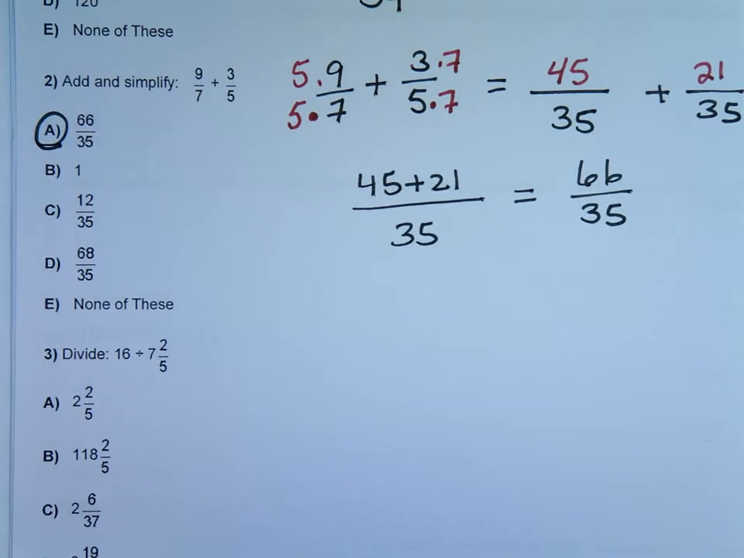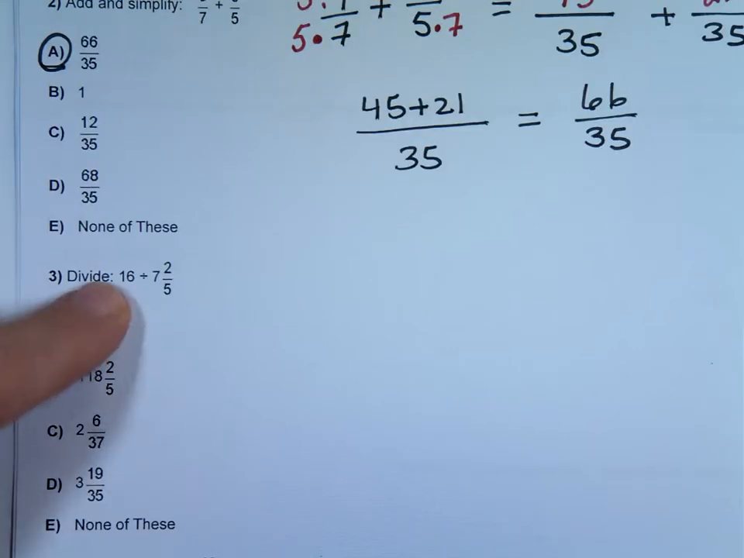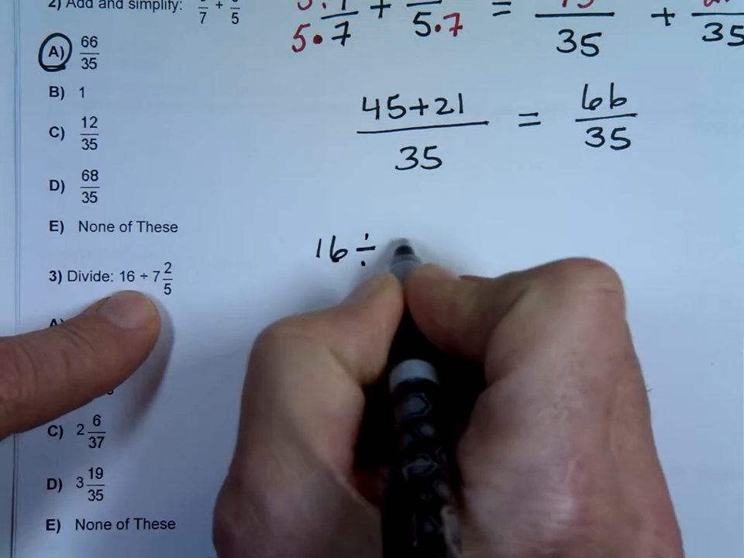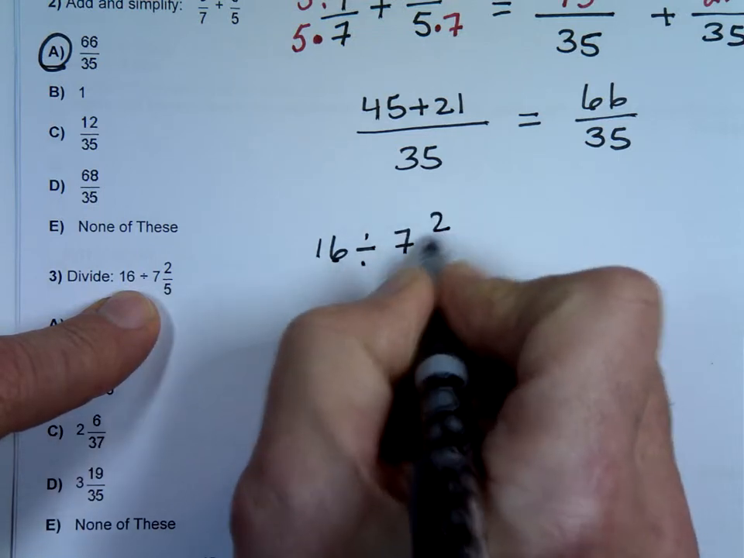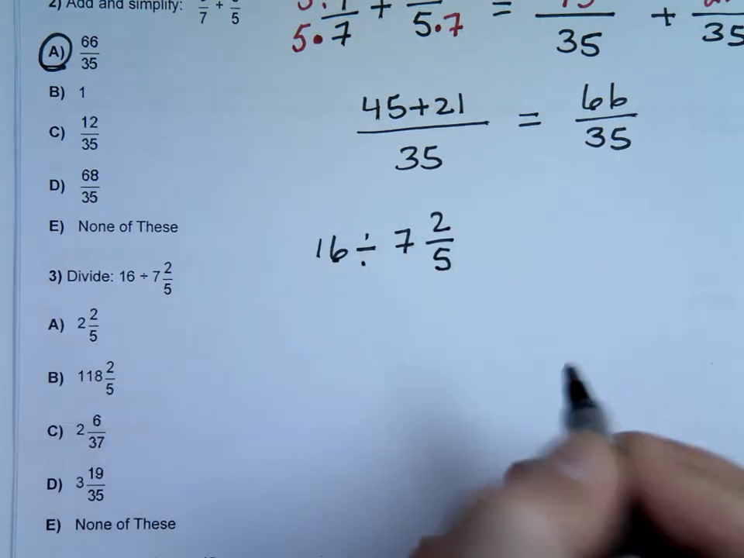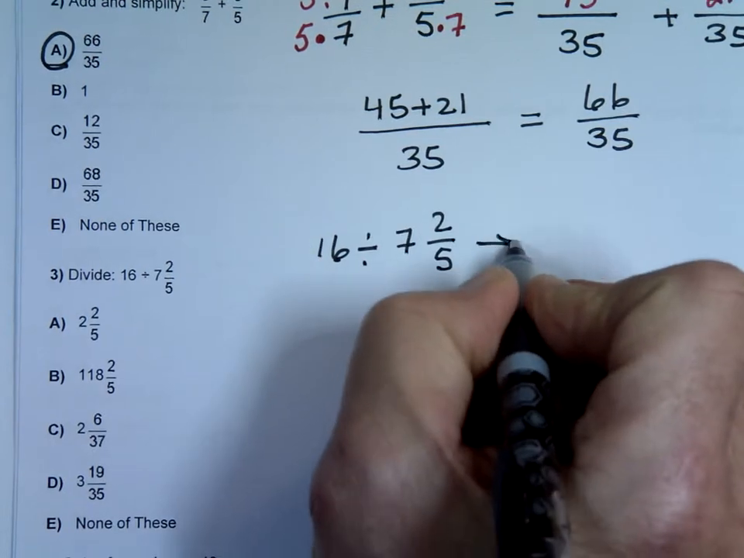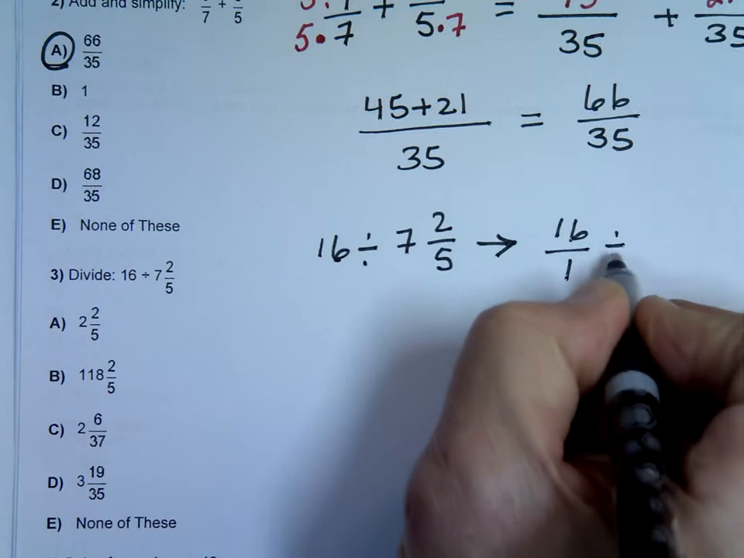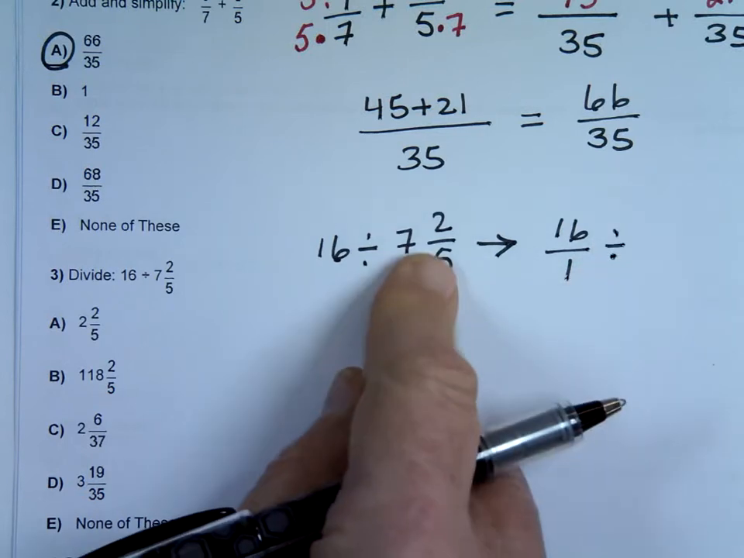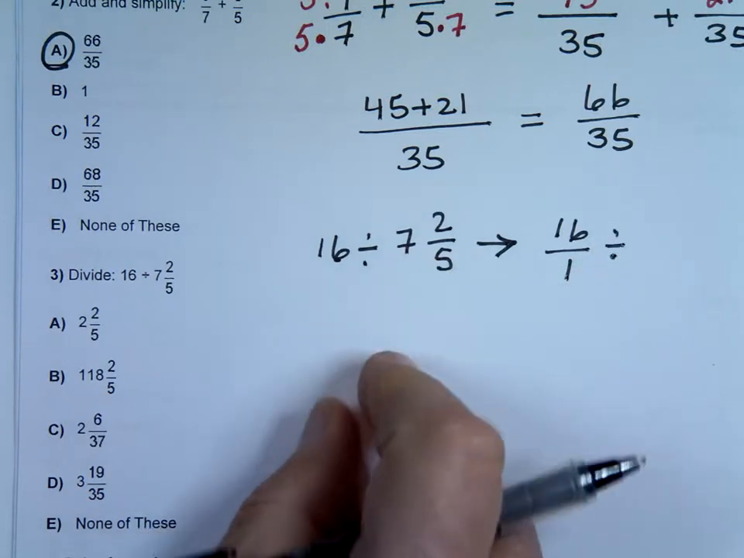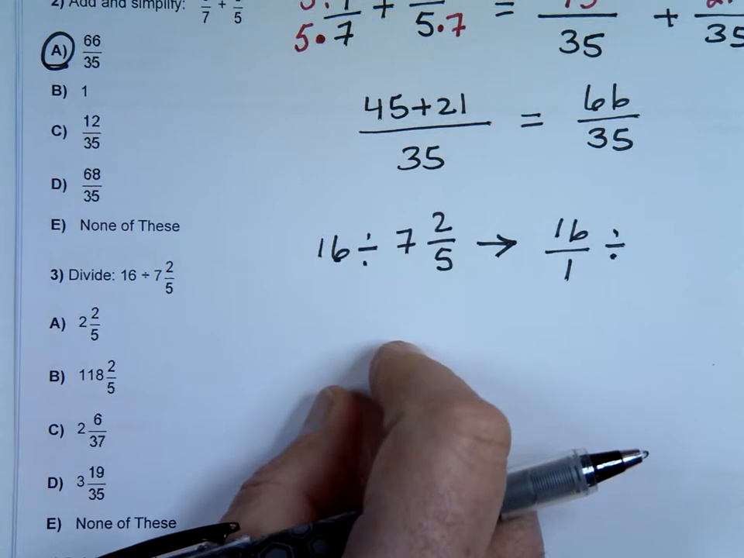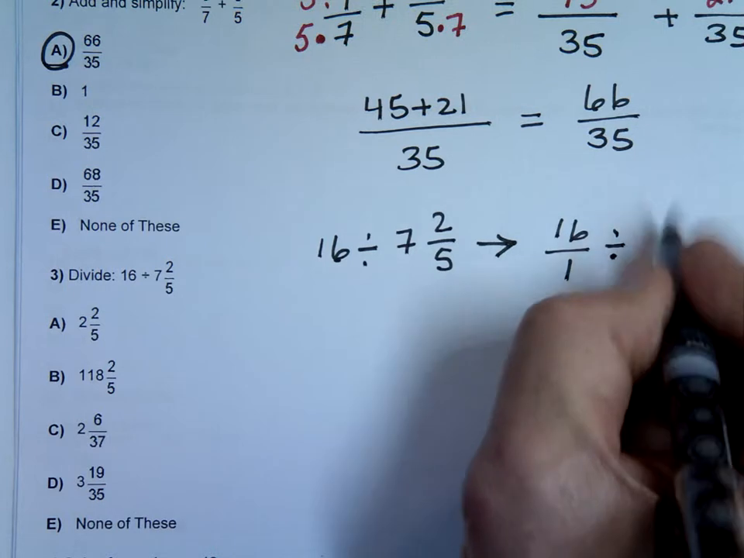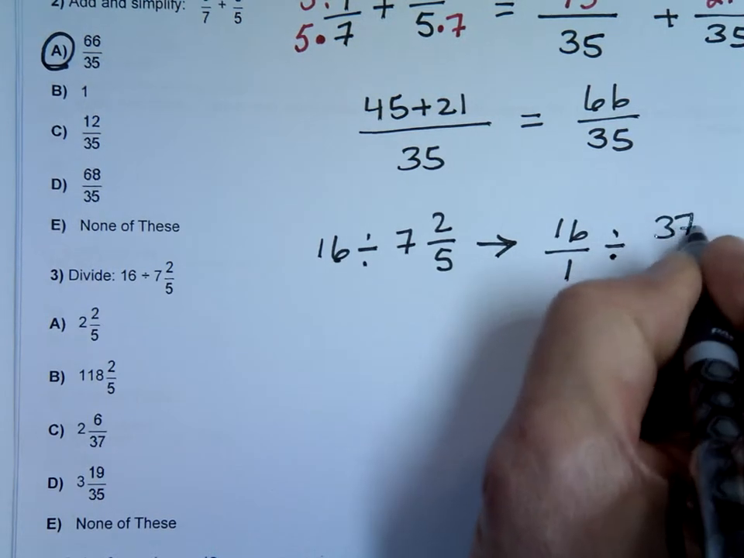Now this problem, 16 divided by 7 and 2/5. Well, I like to change this to what? 16 over 1 divided by, we'll switch that later. Let's change this to improper fraction. Remember how? 5 times 7, yes. 35 plus 2, 37 over 5.